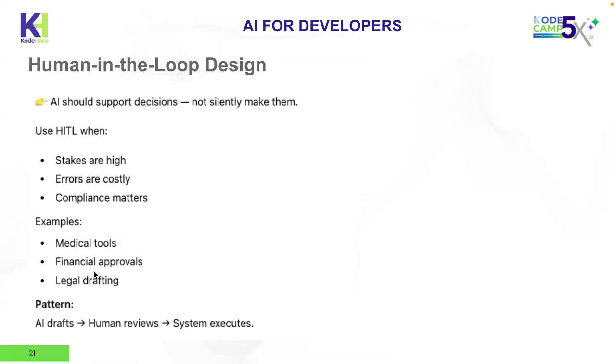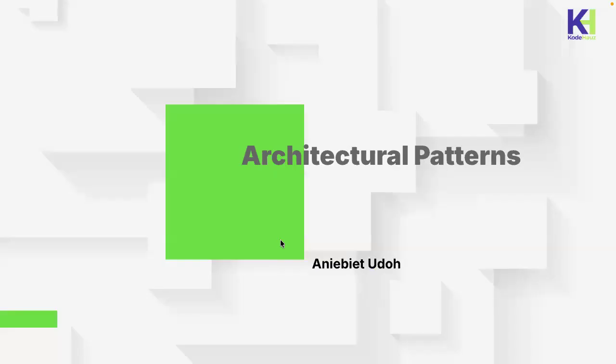Okay. So the pattern normally should be the AI does a draft, allows the human to see it and make a review. And then once the human has clicked on a button, active button, or something else, some kind of active approval, then that is when the system executes it. So that is all in terms of design.